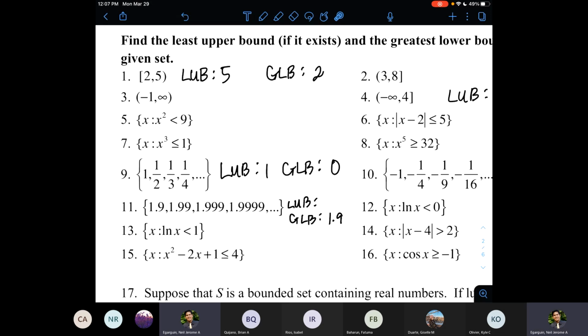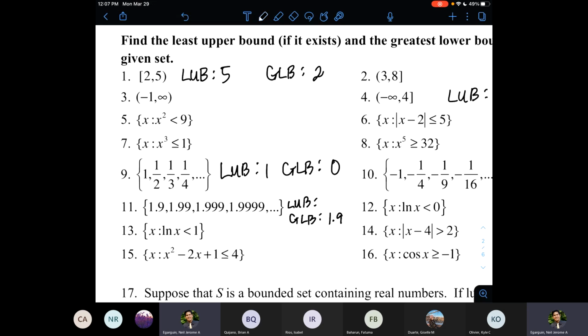Okay, Fatuma, you said 5. Sorry, no, you answered my previous question. Any other guess? What would be the least upper bound here? Remember, an upper bound must be larger than everything in the set, but if you go slightly to the right, it won't be an upper bound anymore.